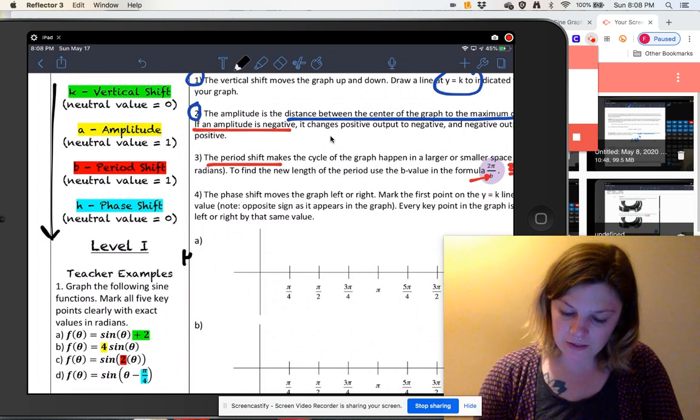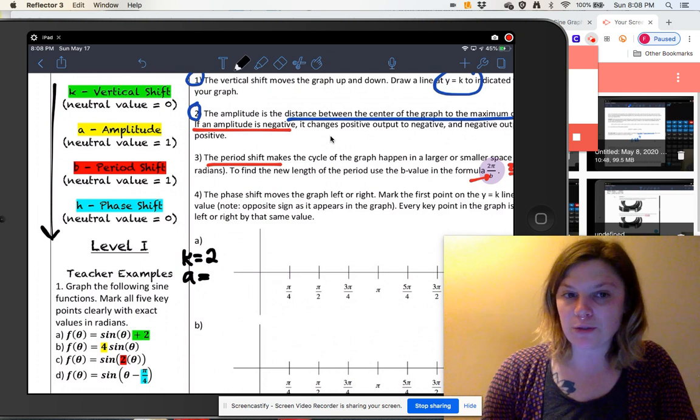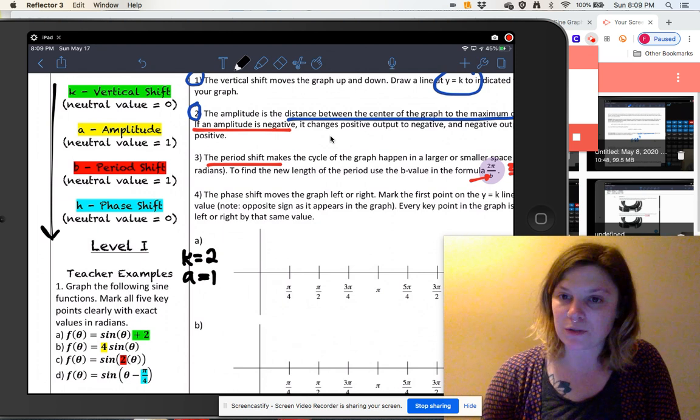So you look at your K value, it's +2. You look at your amplitude, there's no amplitude shown, right? There's no A value shown. You know that means there's a 1 there. There's a secret 1 in front of the sine being multiplied.